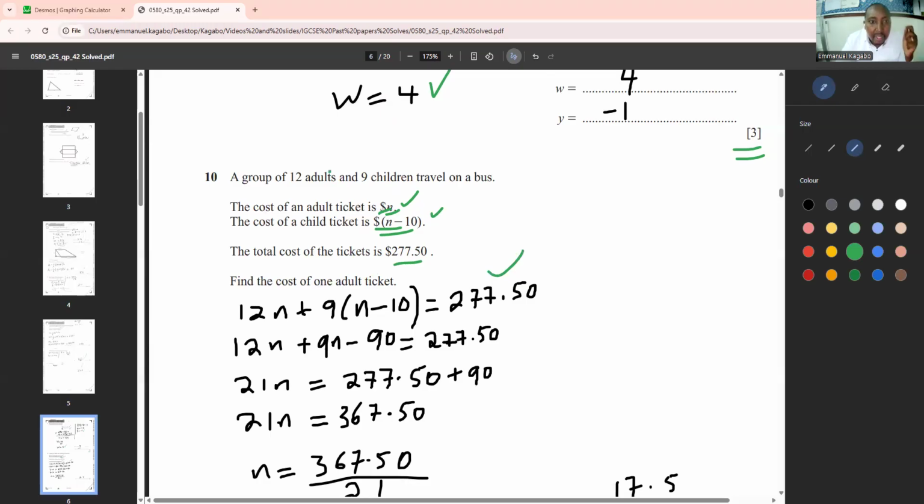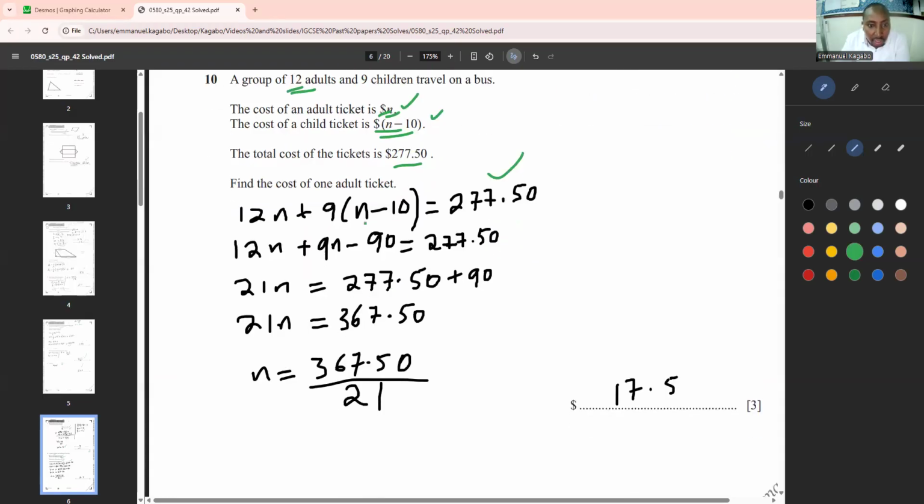Should I repeat one more time? This is 12, and each ticket is n. So the total will be 12 times n to get the total cost of 12 adults. Okay. Now, for children, it is 1 times 9. So this one, open the bracket, 12n, 9n minus 90 equals to that.